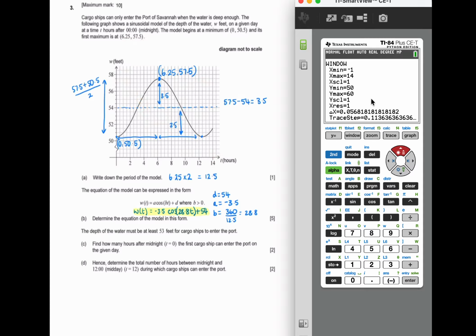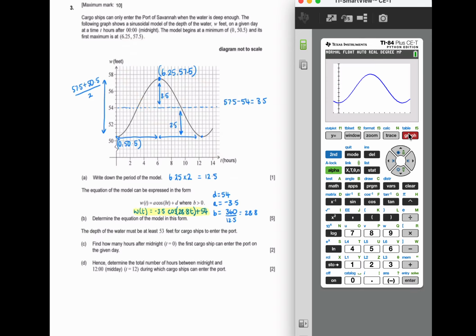Or I might change mine to 48 just so I can see a little bit more of the graph. Okay, and it seems to be showing us the right thing. What we could just do to check it there is to find what is the maximum function, and the maximum value is 6.24, so rounded to 6.25, and then 57.5. So yes, that seems like we have the correct function, but it's always good to check on our calculator as well.